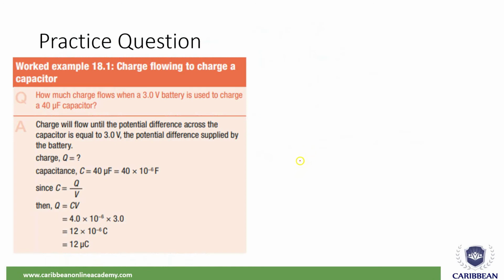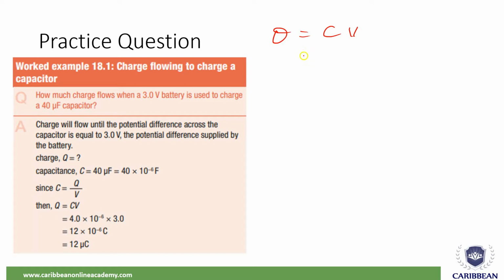Now, just a simple question here that asks us, how much charge flows when a 3-volt battery is used to charge a 4 microfarad capacitor, right? So they want us to find the charge that is stored. So first, we need to recall our equation that links capacitors. So we know that Q is equal to C times V, right?